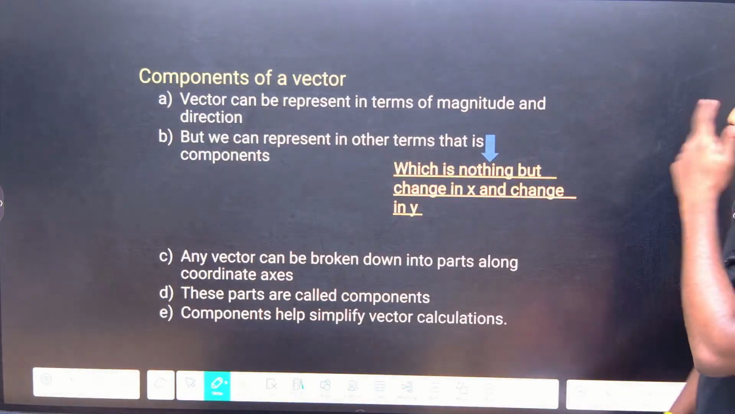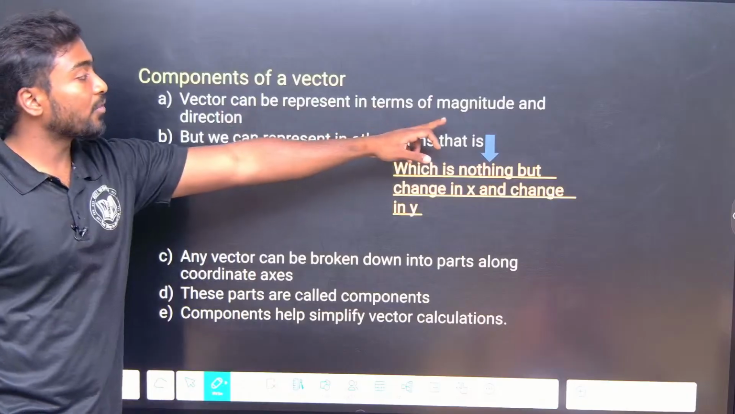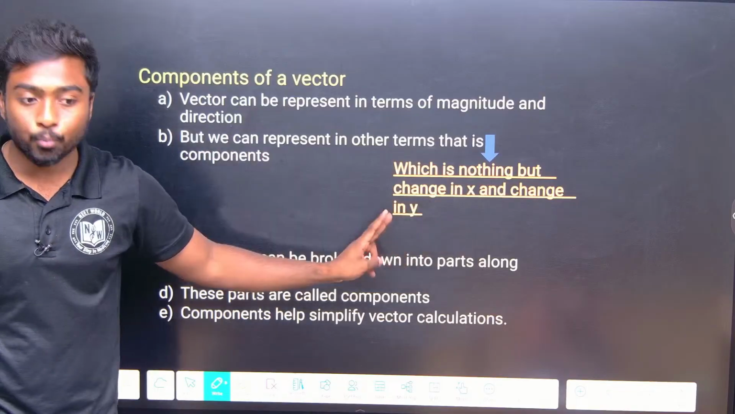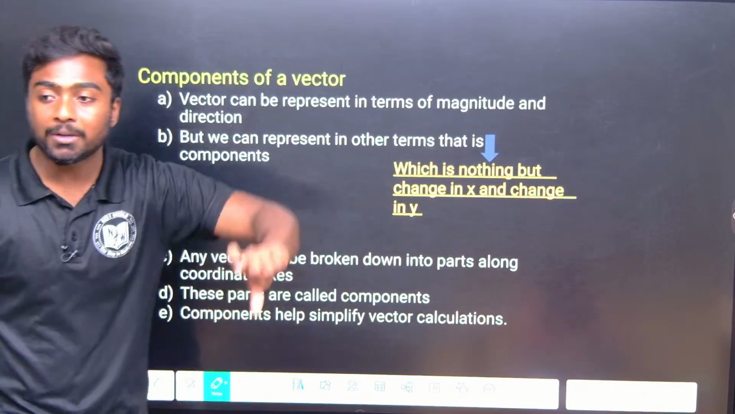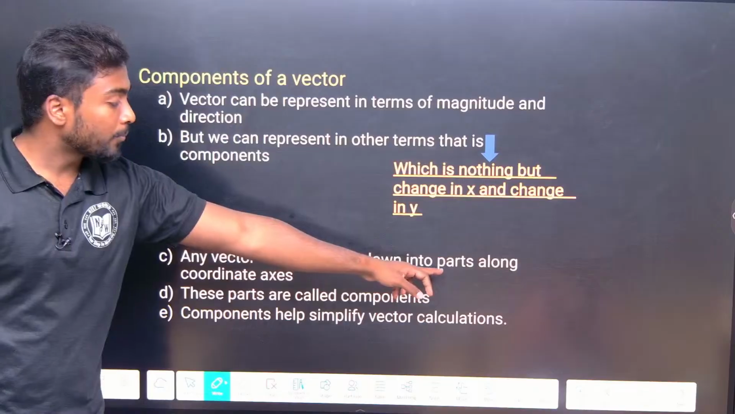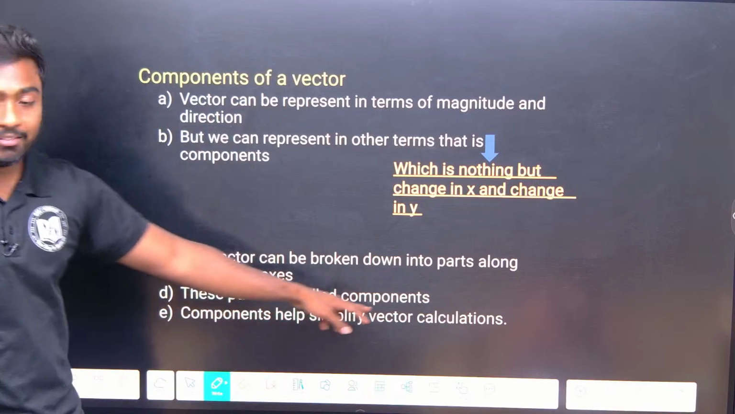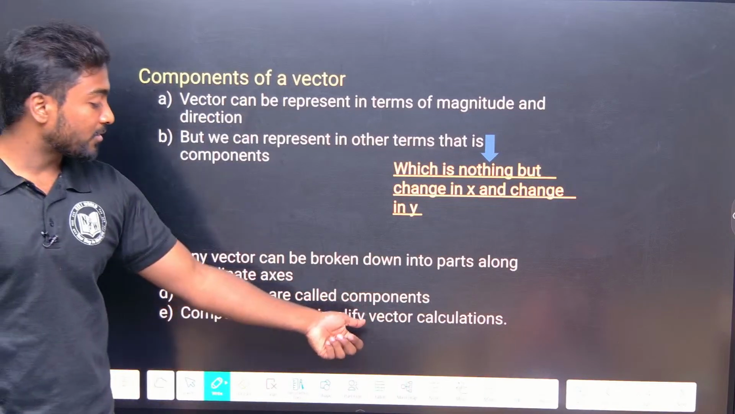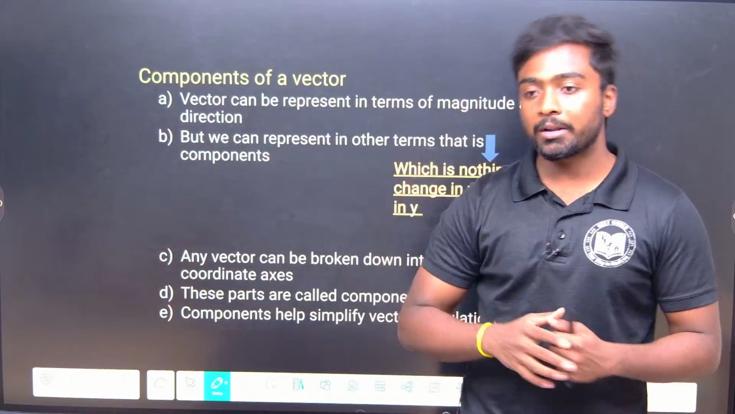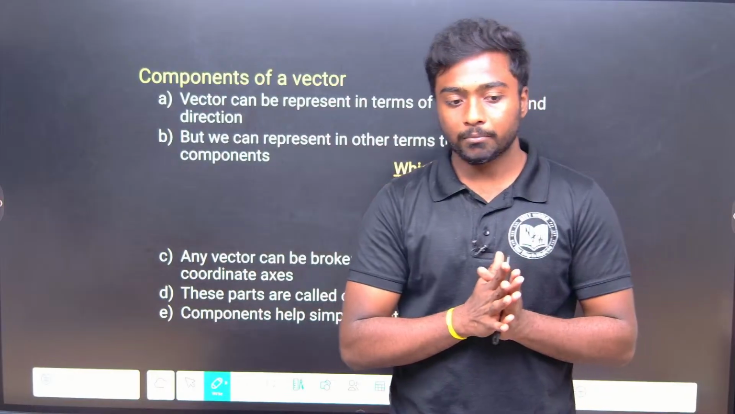So, components of the vector. This is the thing we have discussed now. A vector can be represented in terms of magnitude and direction. That's one case. The second case is we can write it in terms of change in x and change in y: how much it has changed along the x axis, how much along the y axis. Any vector can be broken down into parts along coordinate axes, x, y, z or anything. These parts are called components. Components help simplify vector calculation. I can take the components in the horizontal direction as well as the vertical direction, and simplify separately for horizontal and separately for vertical.